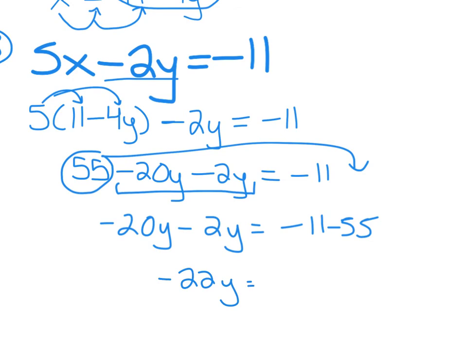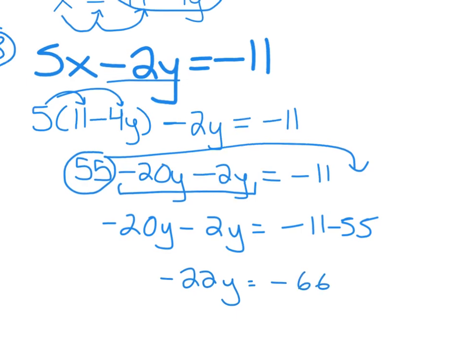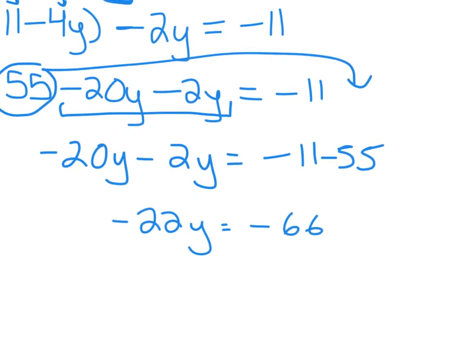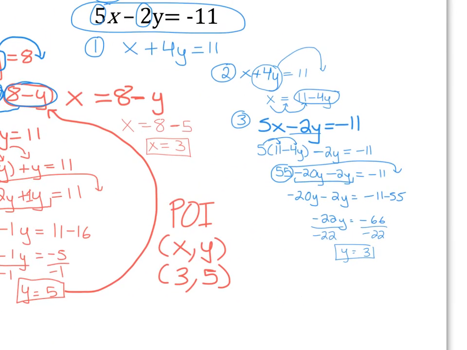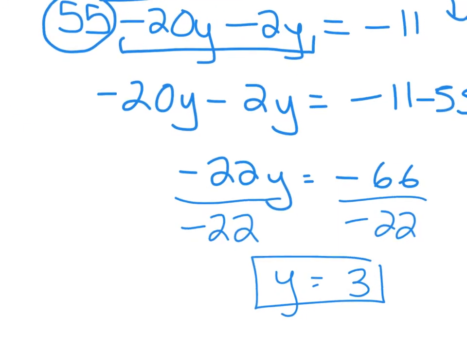And negative 11 minus 55 is negative 66. Now to get rid of that negative 22 in front of the y, because it's multiplying, we'll divide by negative 22. And then we can solve for y, which is negative 66 divided by negative 22, which is positive 3. So now we've reached the step of actually solving for y.